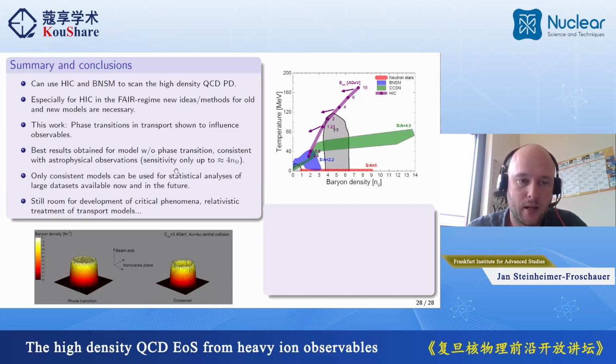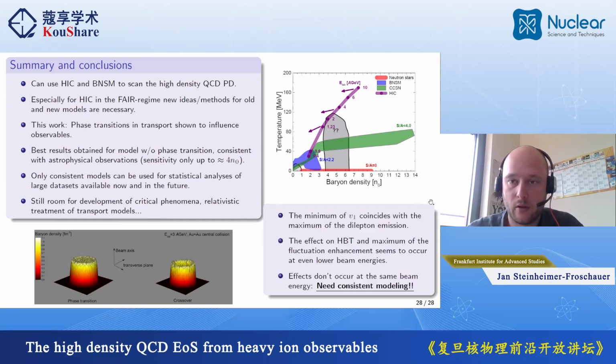The best results obtained are for the model without a phase transition, but with a crossover consistent with astrophysical observables, which is nice. What we also need to keep in mind is that only these consistent models can be used for future statistical analysis of the large data sets, right? So we have to make sure that the model is self-consistent. Again, there's still room for a lot of development of critical phenomena, relativistic treatment of transport models, and so on.